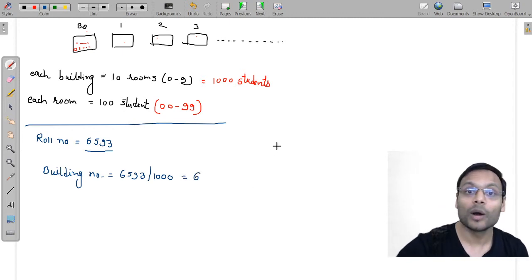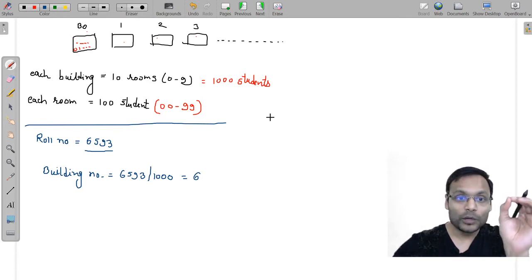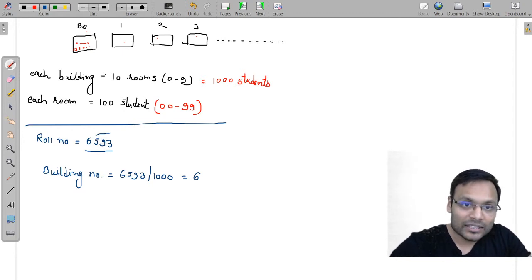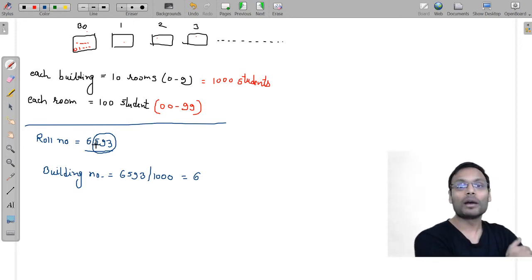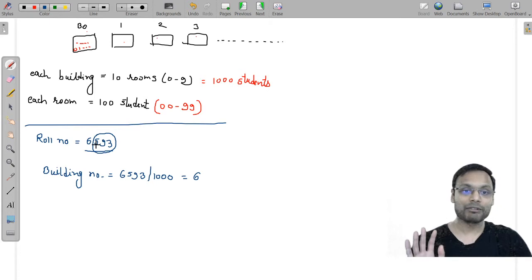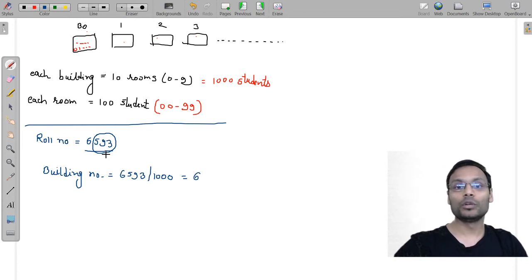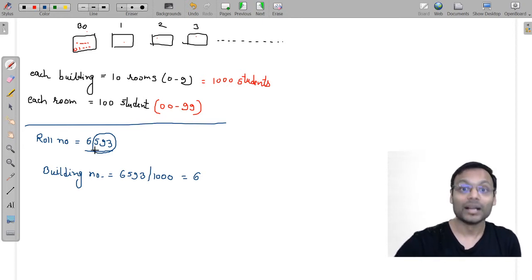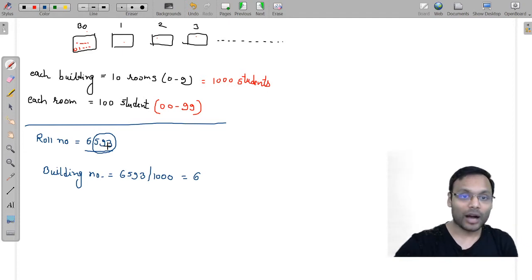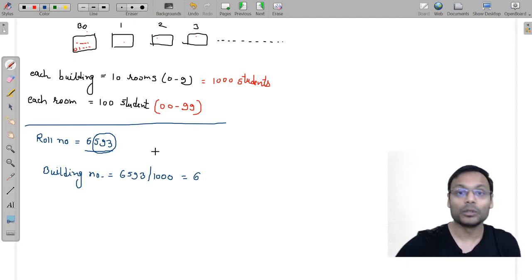Now in that building you have so many rooms of 100 students each. What you will do, you will extract that 593. Why? Because 6000 students you have already skipped from building number 0 to building number 5. Now you are in building number 6. Now the challenge is 593 students only within this building. So how will you extract that 593 within this building? Mathematically, you take the mod of this number by 1000. If you take the mod by 1000, then you will get only 593.